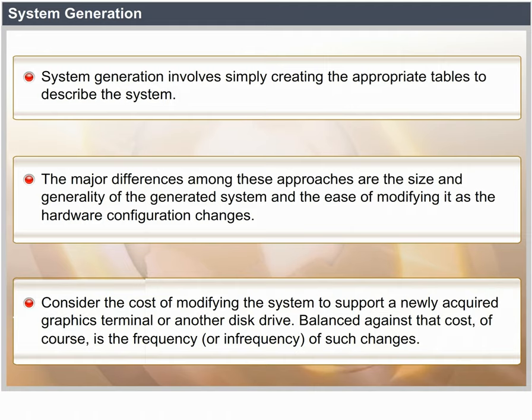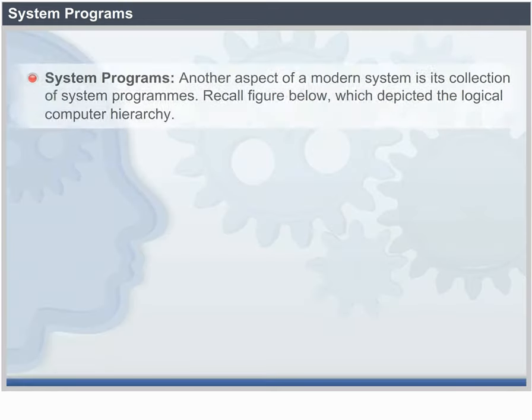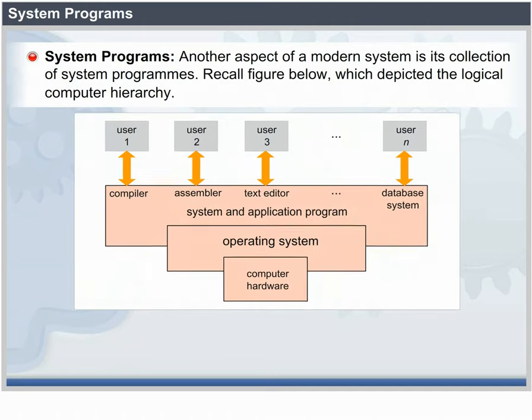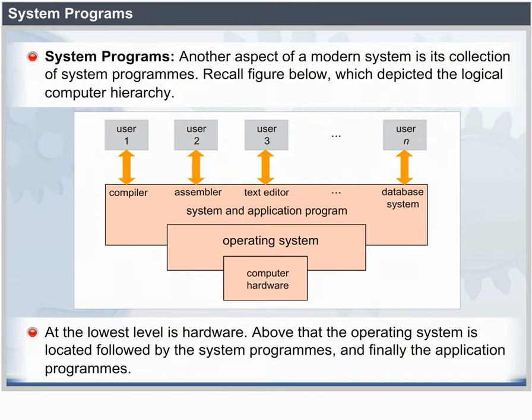System programs. Another aspect of a modern system is its collection of system programs. Recall the figure below, which depicted the logical computer hierarchy. At the lowest level is hardware. Next is the operating system, then the system programs, and finally the application programs.